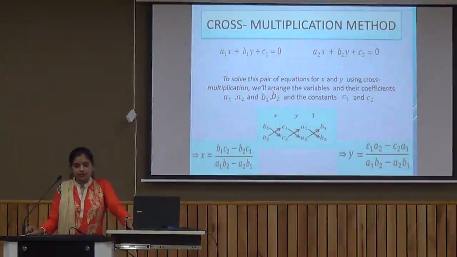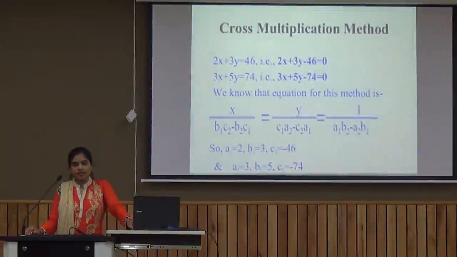By cross multiplication, as you can see in the slide, the cross sign, from there we can find the value of x as b1c2 minus b2c1 whole upon a1b2 minus a2b1, and the value of y as c1a2 minus c2a1 whole divided by a1b2 minus a2b1.